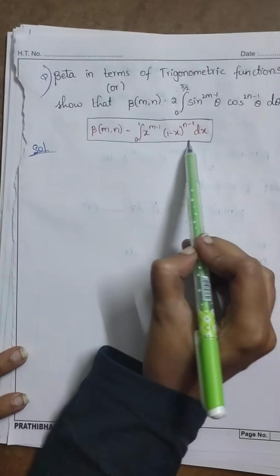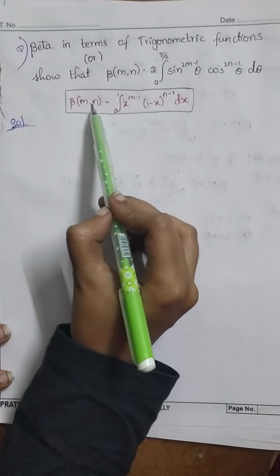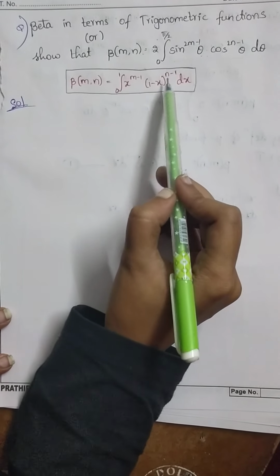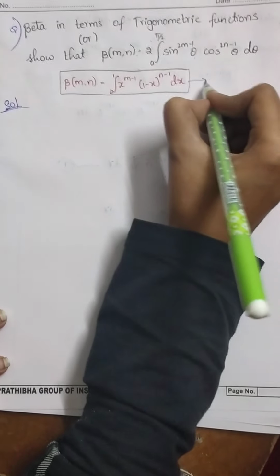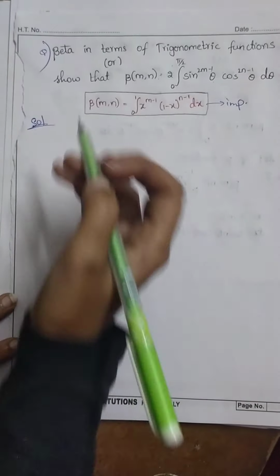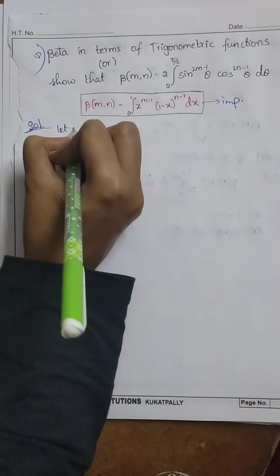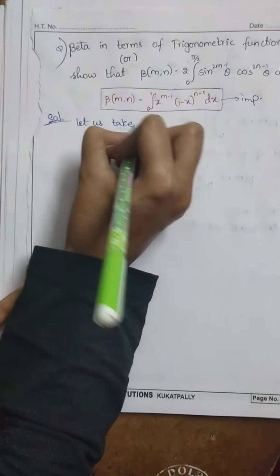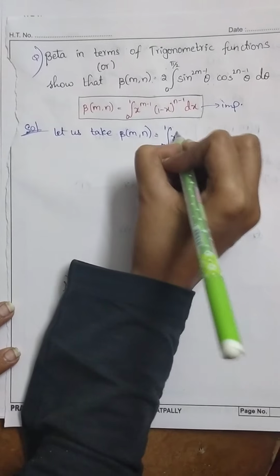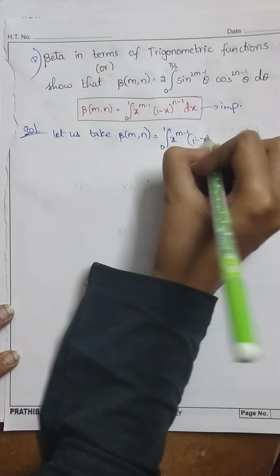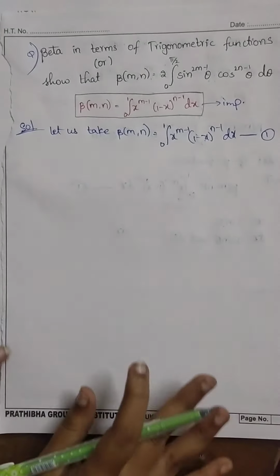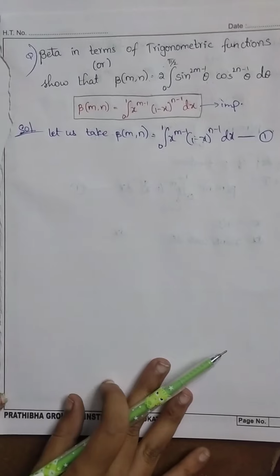Before that, we know the beta definition, that is beta of m comma n is equal to integral 0 to 1 x power m minus 1 into (1 minus x) whole power n minus 1 dx. This is one of the important formulas that we need to remember for this. Now let us take beta of m comma n equals integral 0 to 1 x power m minus 1 (1 minus x) whole power n minus 1 dx from the beta function, and consider it as the first equation.